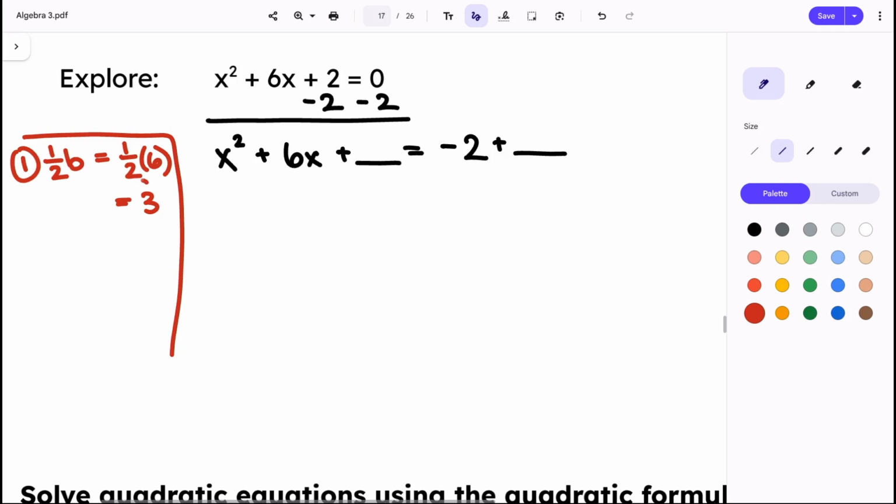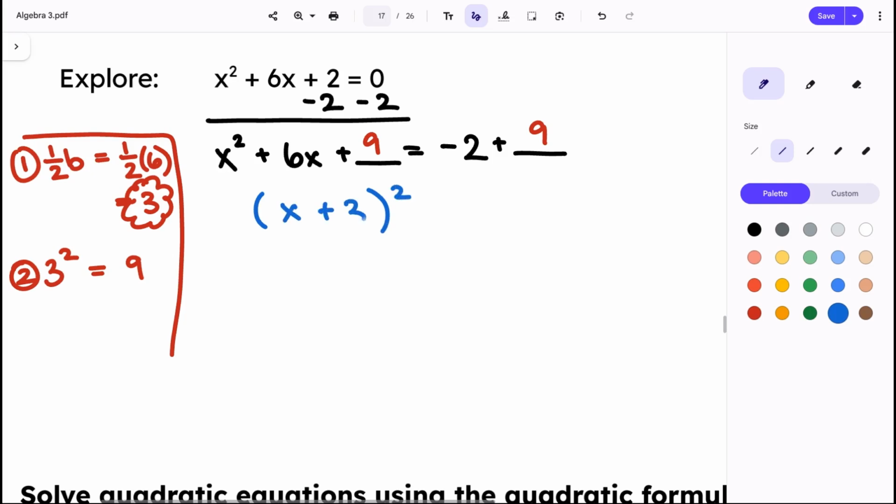Okay, I'm going to circle that number. We want to come back to that. Step 2 is we take 3 and we square it. 3 squared is 9. That's going to be your number that goes in the blanks. Okay? The reason why I circled that 3 is because I want you to use it on this next step. How does this factor on the left side? Good. x plus 3. And then over here, what do we have? 7.